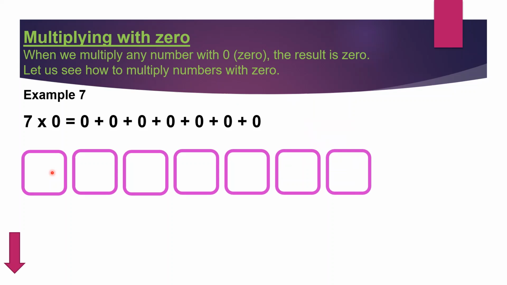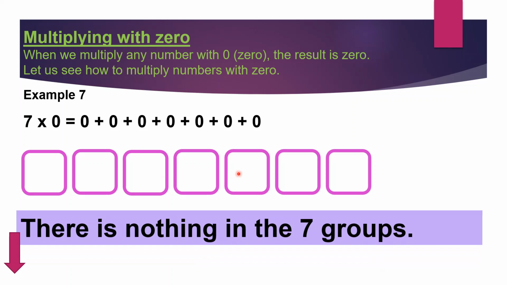How many groups of zeros? 1, 2, 3, 4, 5, 6, 7. So there are 7 groups of zeros, so it's nothing. There is nothing in the 7 groups. Understand?